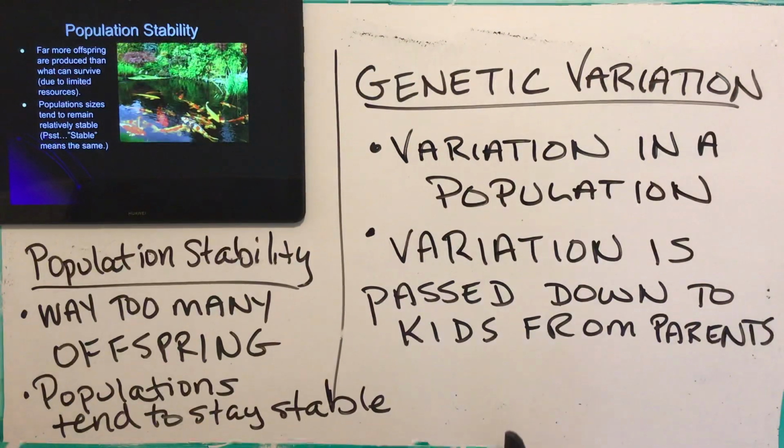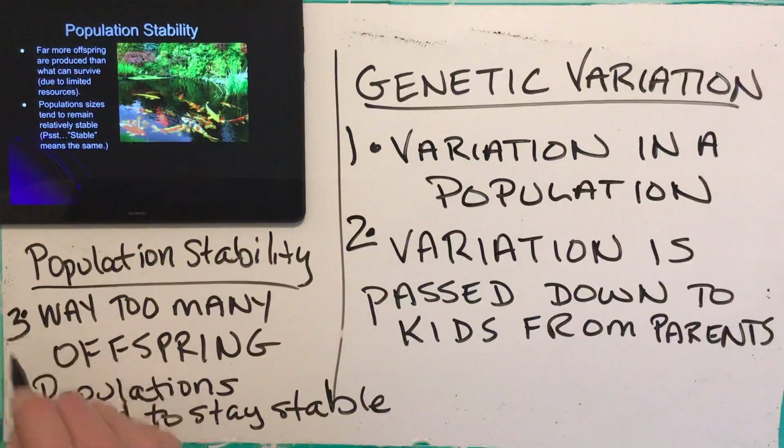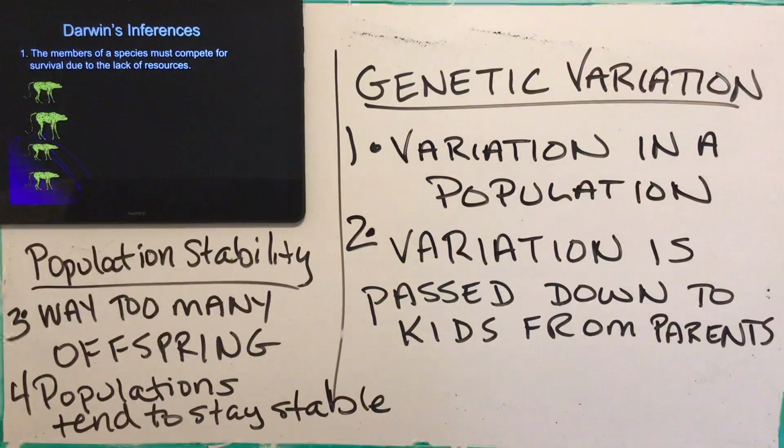So these are the 4 things, right? 1, 2, 3, 4. These are the 4 observations. None of these are mind-blowing, right? These are everyday things, and when we discuss them, you're probably like, yeah, that makes sense. Like, sure. So now we're going to look at how Darwin put these 4 observations together to form his theory of evolution through natural selection. So his inferences.